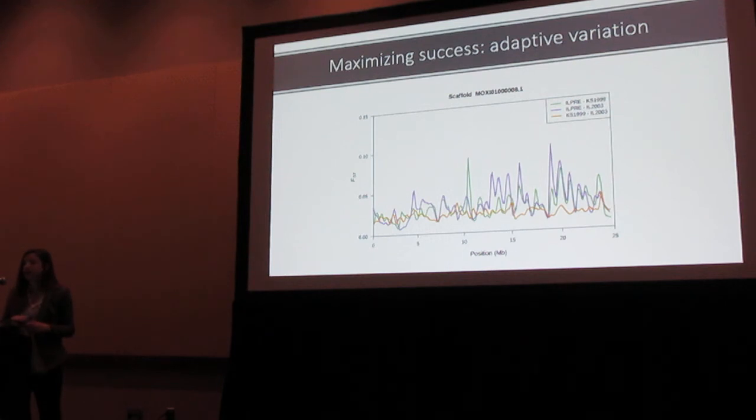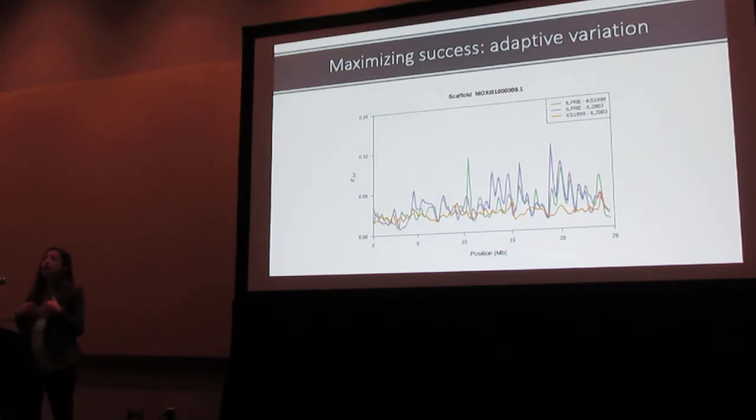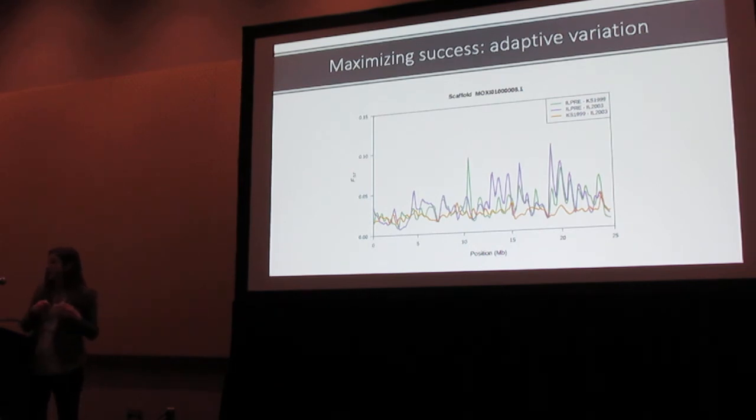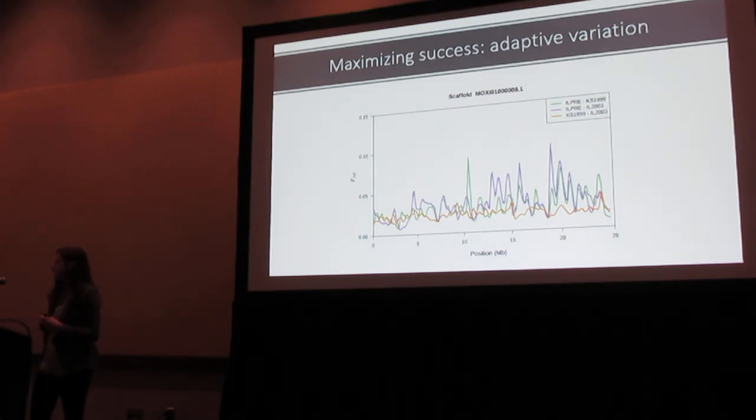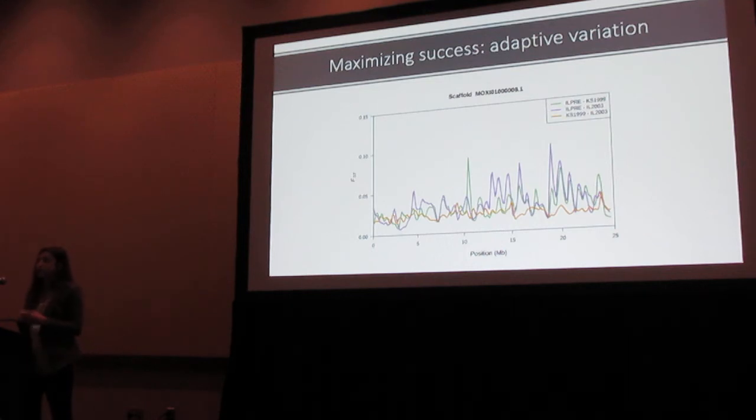What we're looking at here is smooth FST values across one of our scaffolds. We have three different population comparisons on this graph. In green, we have differentiation between Illinois pre-translocation and Kansas. In purple, we have Illinois pre-translocation and Illinois post-translocation differentiation. And then finally, we have Illinois post-translocation compared back to that Kansas population.